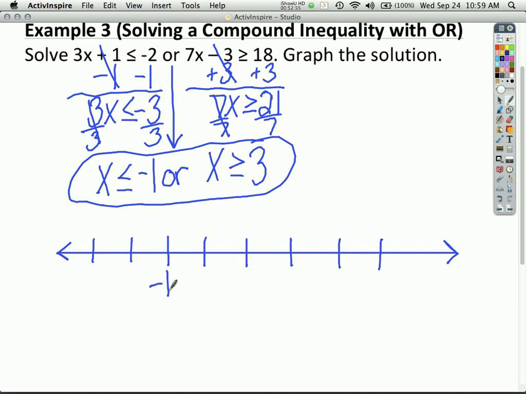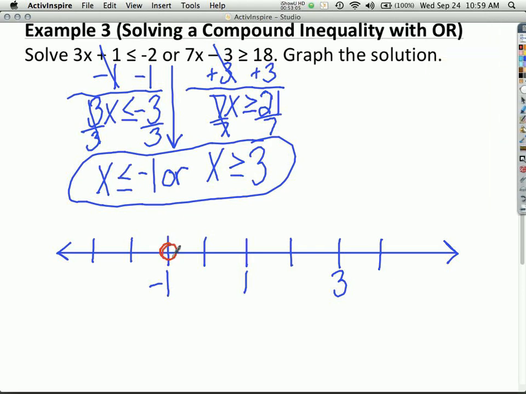Put a -1 here. 0, 1, 2, 3, 4. And graph. Looks like a closed circle on the -1, and a closed circle on the 3.